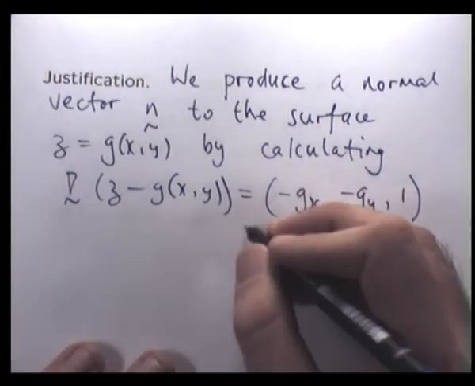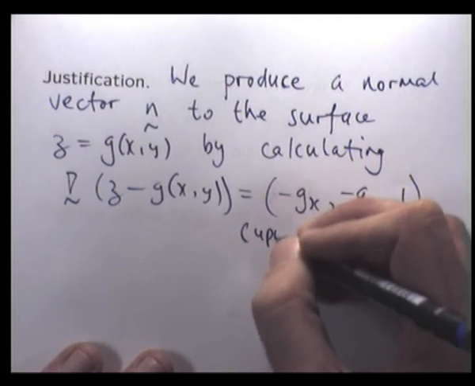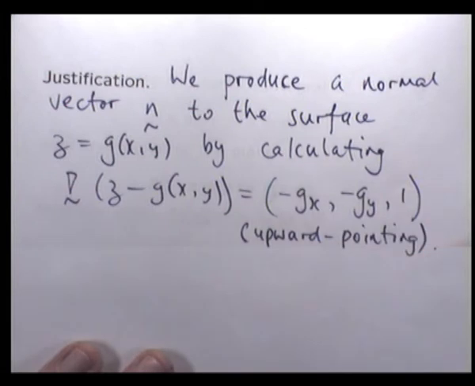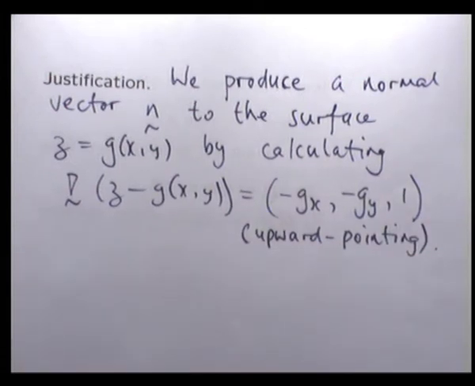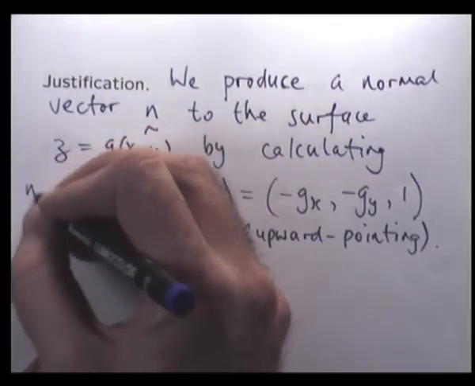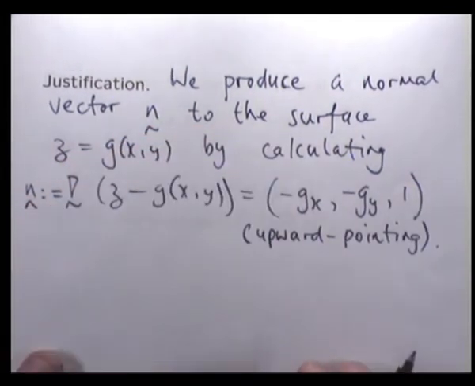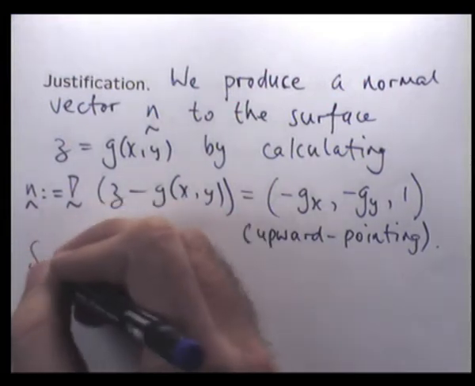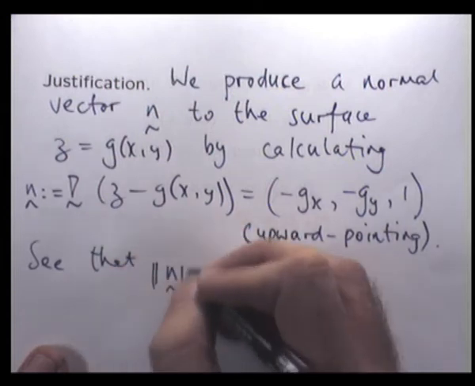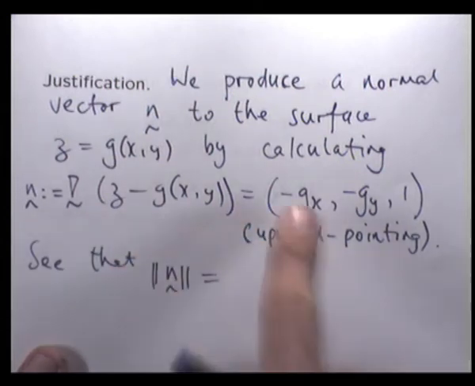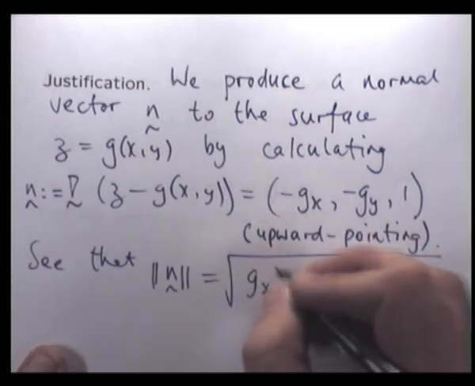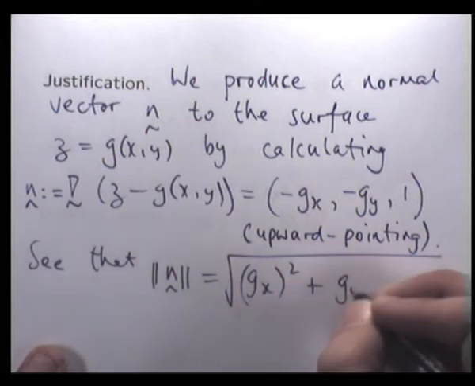So upward pointing is how we call this. All right. So I'm going to denote this by n. All right, so what about the magnitude of n? Well, the magnitude of this upward pointing normal vector is just... starting to look familiar?